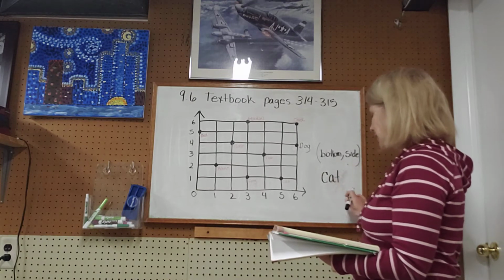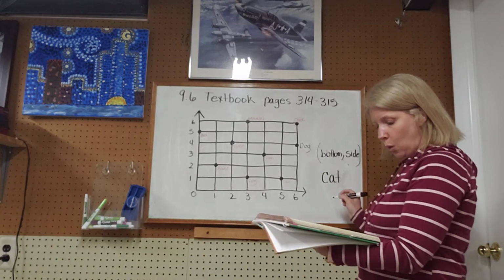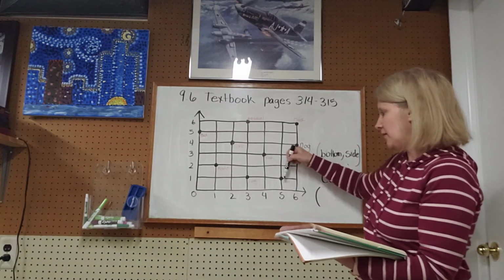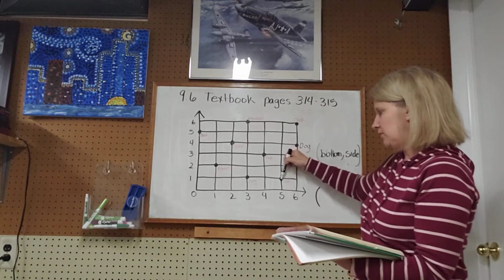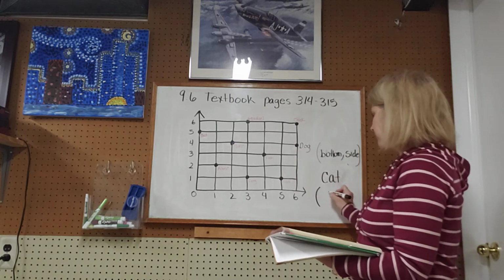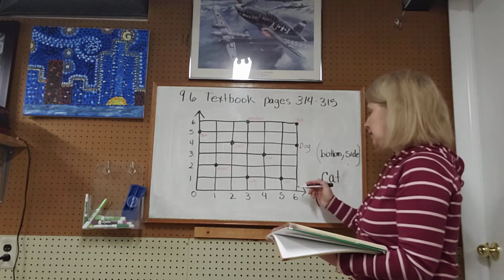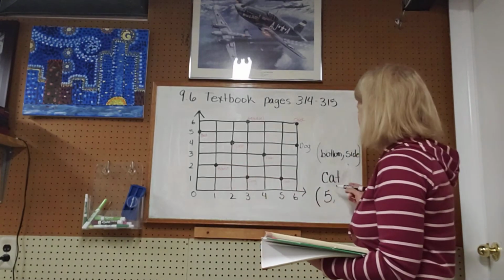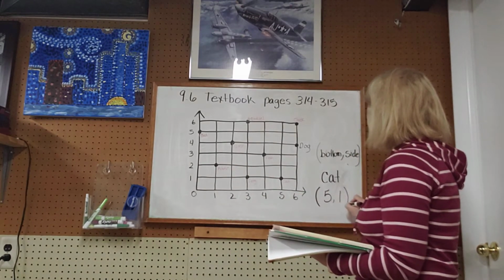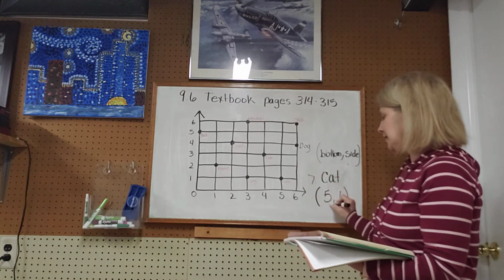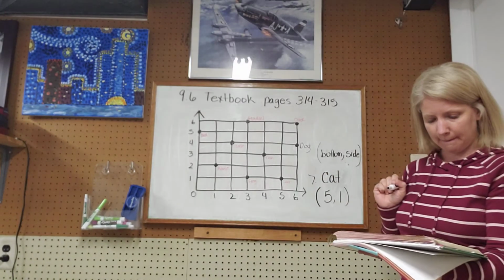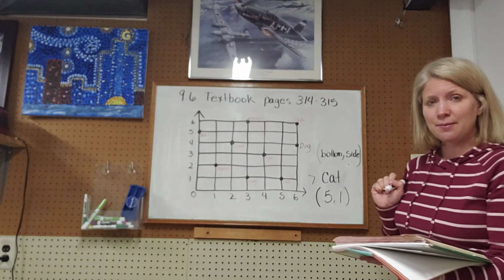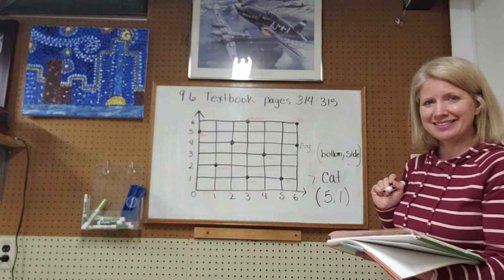It also wants to know, what is my position? What are the coordinates? Okay, for the cat, we find the bottom. It's a 5. Let's go to the side. We follow all the way over, and it's a 1. So the cat coordinates are 5 and 1. This is number 7, cat at 5 and 1. You try number 8. Pause the video and try number 8.